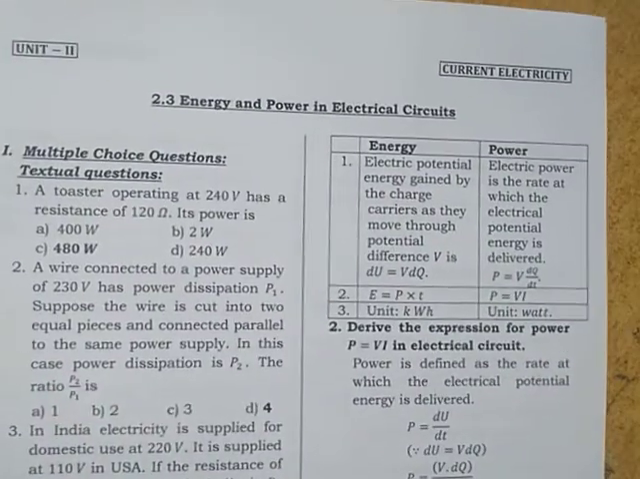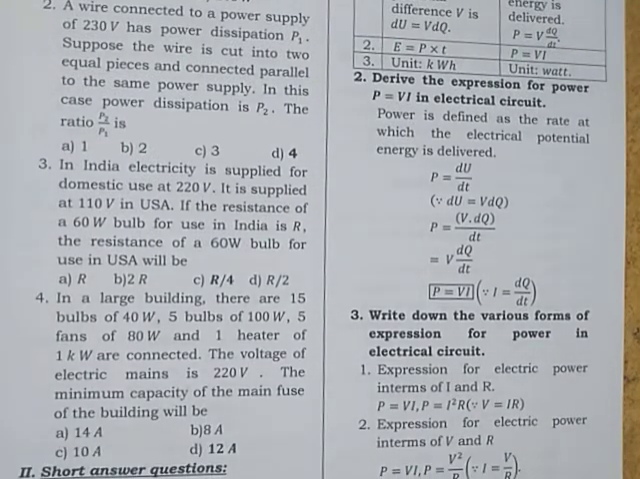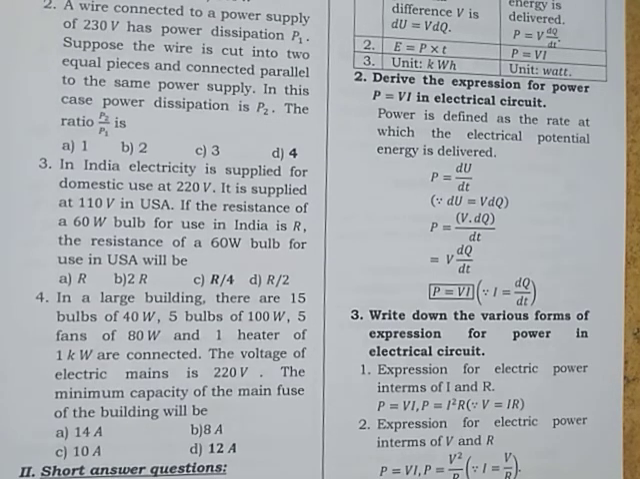Then our next subtopic is energy and power in an electrical circuit. Let me move to the short answer questions. First question, what is electric power and electric energy? Electric power is the rate of doing electric work, and electric energy is the capacity to do work.